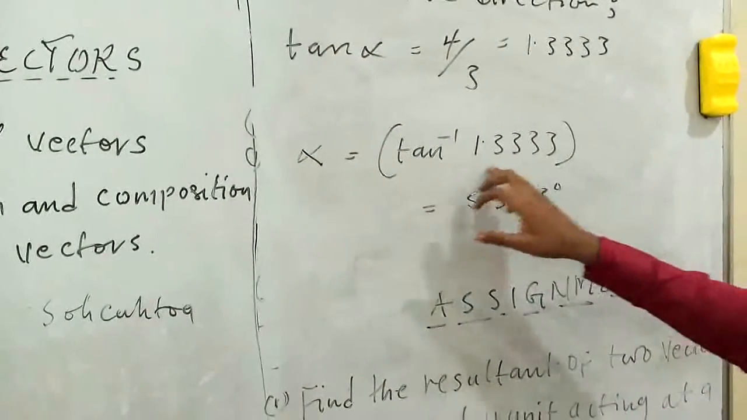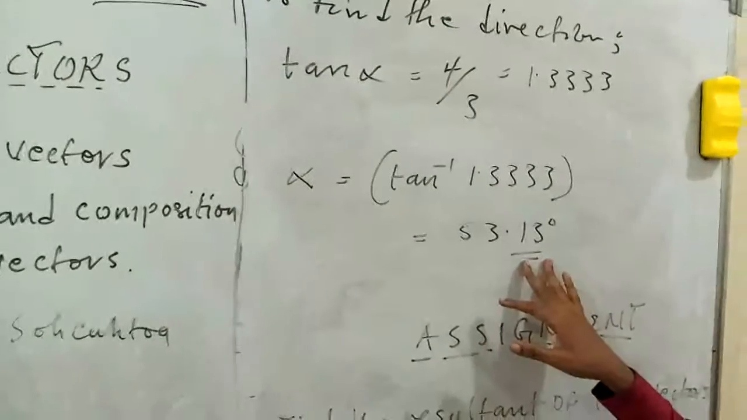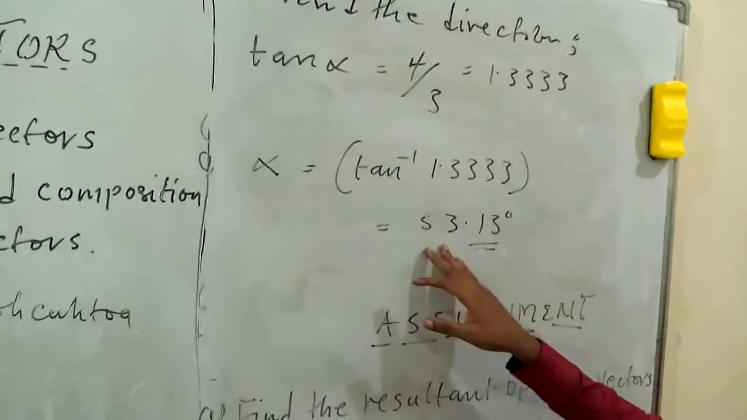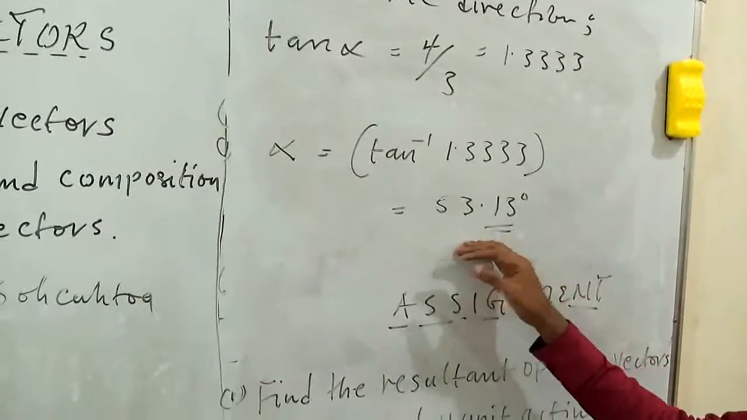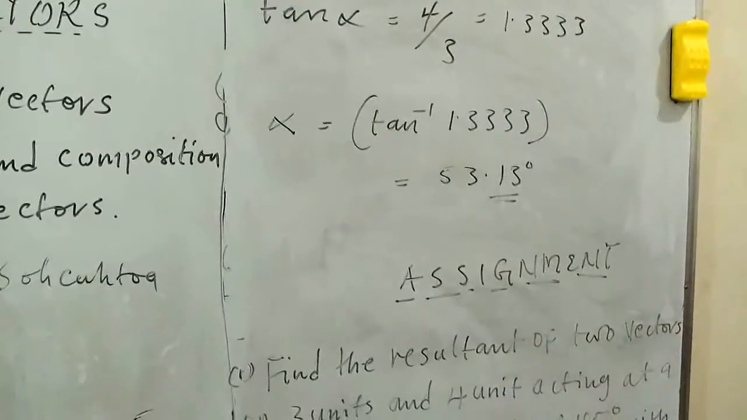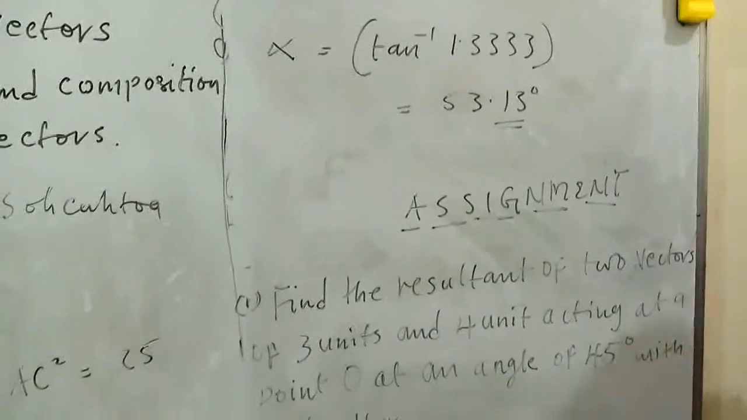Now the inverse of tan gives you the angle. Is that clear? The inverse of tan gives you the angle of 53.13. That ends it there.